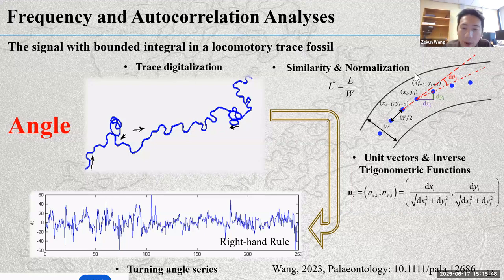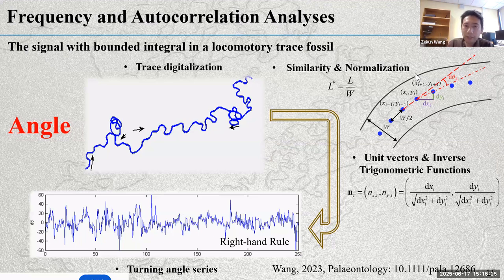And according to the right hand rule, when the organism is making an anticlockwise turn, you will get a positive turning angle. This is because the Cartesian coordinate system is established based upon the right hand rule. For example, when you make a cross product between the x-axis and y-axis, it is an anticlockwise turn, and according to the right hand rule, you will get a positive z direction. It is also the same with the turning vector.